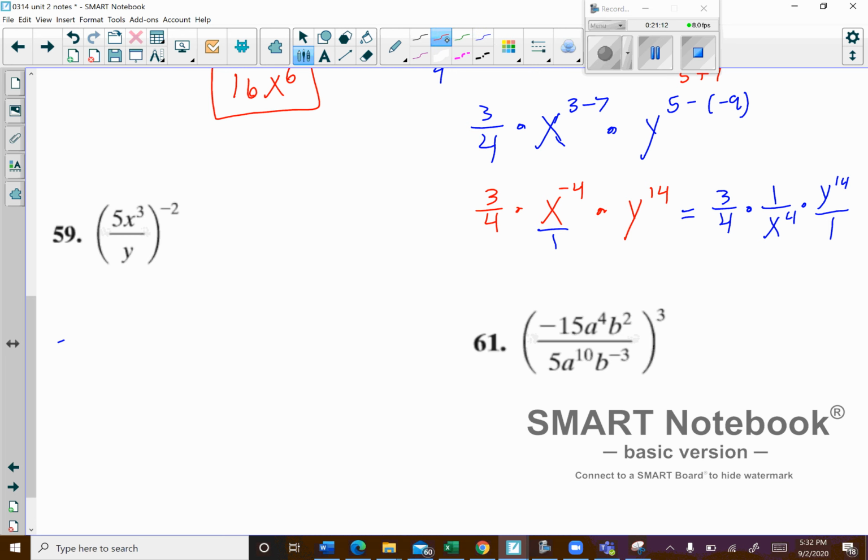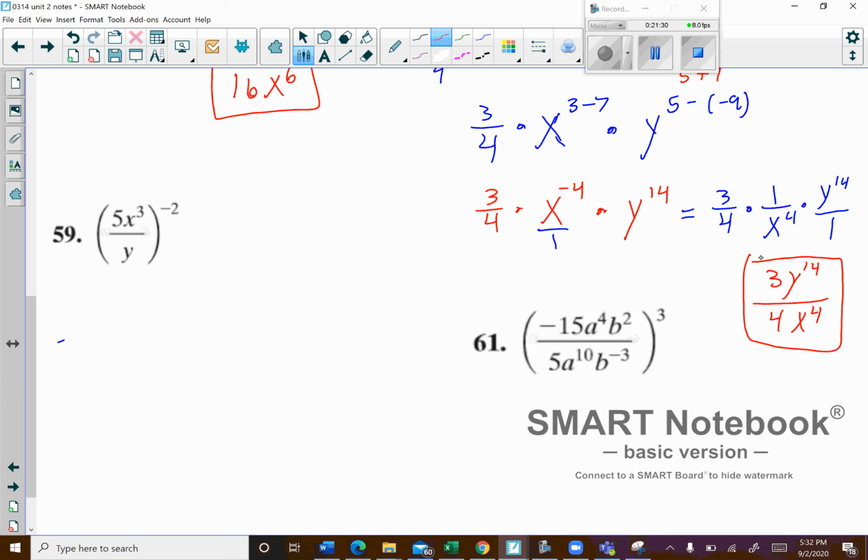And so I'm just going to go by multiplying across. So 3 times 1 times y to the 14th, that'd be 3y to the 14th. And then 4 times x to the 4th times 1, so that's going to be 4x to the 4th. And so that is my final answer.